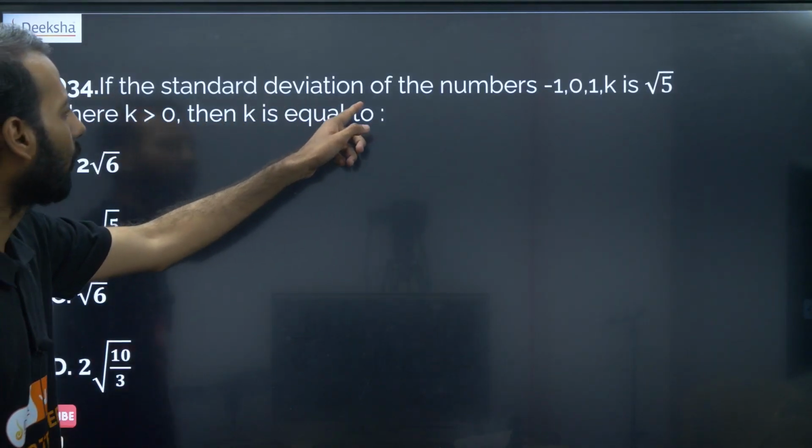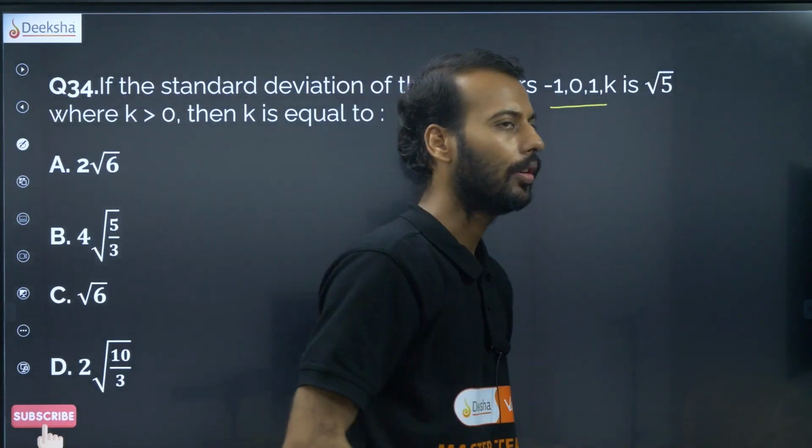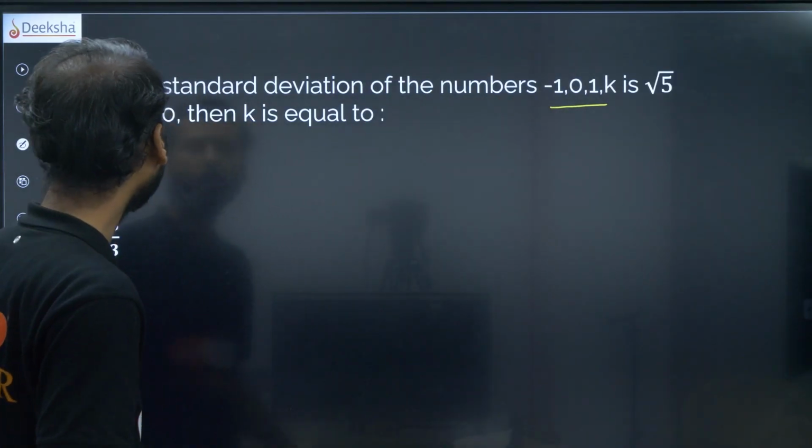Moving on to the next question. If the standard deviation of the numbers minus 1, 0, and some other numbers they have given. See here, if you see, one of the numbers they have given is root 5. Try to recall one thing.